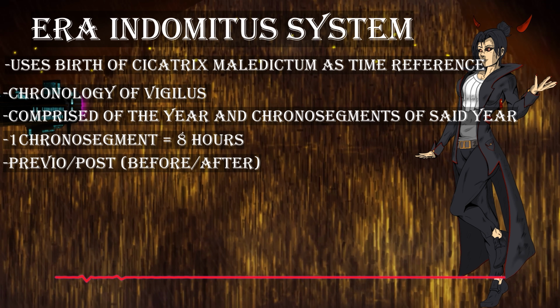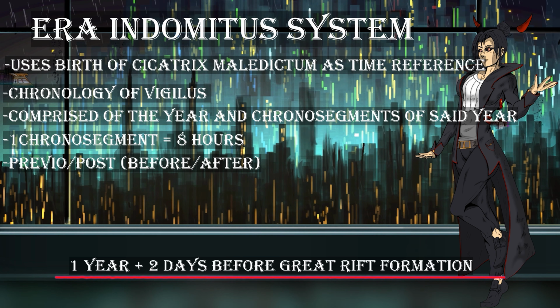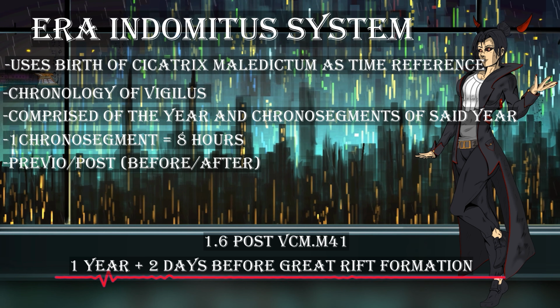So, to take that confusing word vomit and put it into practice, a chronosegment is 8 hours. Let's say that an event took place 1 year and 2 Terran rotations before the birth of the Cicatrix Maledictum. Well, you would have the date 1.6 Previo Vigilus Cicatrix Maledictum Millennium 41. 1 for the year and 6 for the chronosegments. 1 year, 6 chronosegments before the Cicatrix Maledictum. So, 1.6 Previo VCM.M41. Let's say it took place 1 year and 2 days after. Well, 1.6 post VCM.M41.